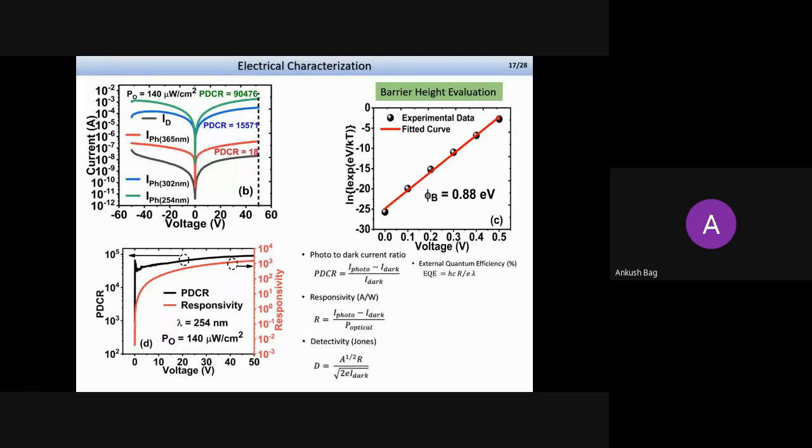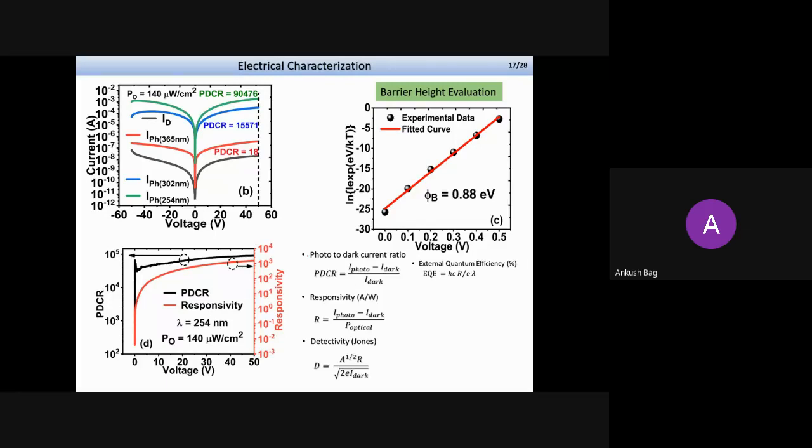So this is simple. There are other specifications of a typical photodetector. Because you know that if you take any diode, typically the different specifications are the on to off current ratio, what is the ideality factor, and what is the reverse saturation current.